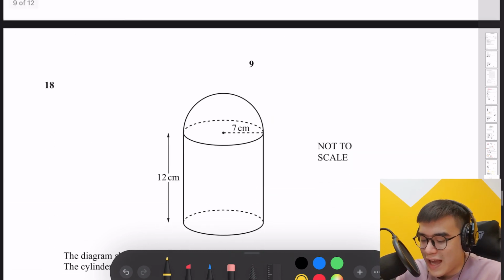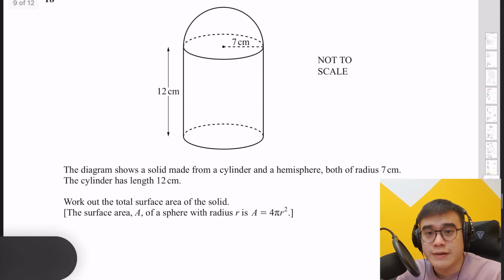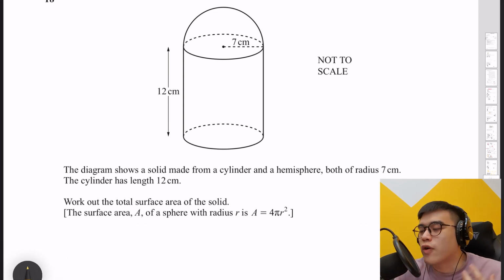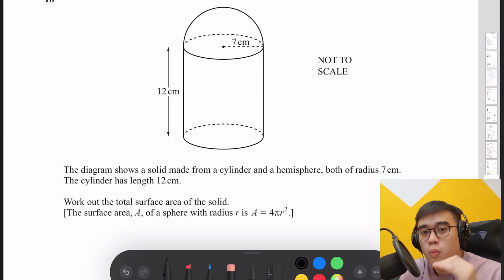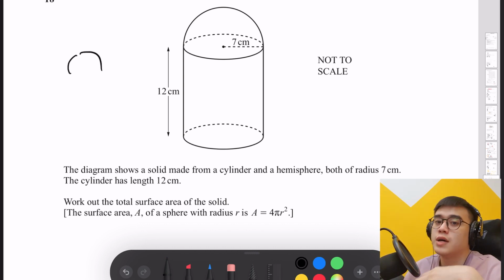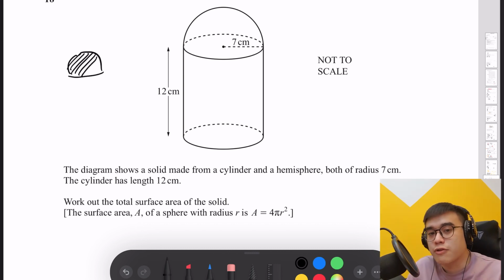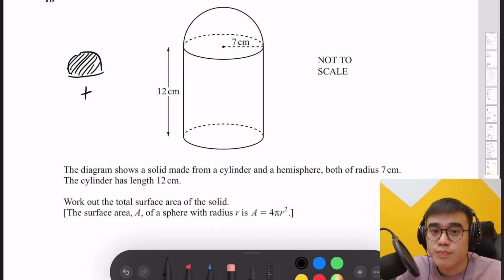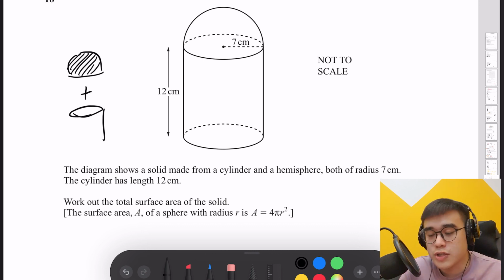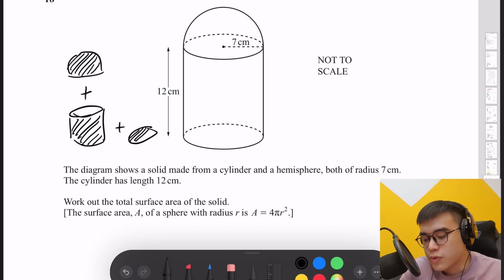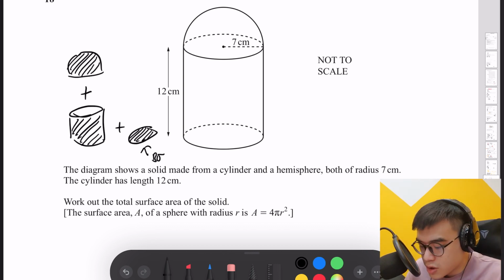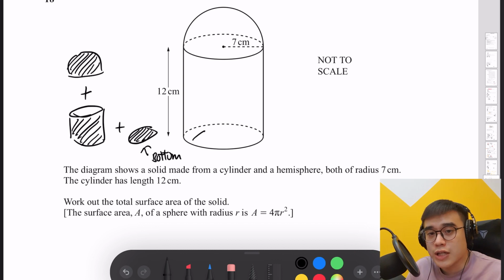As for question 18, surface area. So remember, students always forget this, which is the bottom of the shape must be included. So personally, I will split this into 3 parts for the calculation. One is the sphere at the top. The next is the curved surface area of the cone, and the bottom circle over there. So there's 3 parts to this. So I label it clearly so that you know what I'm talking about. Then I proceed with the calculation.